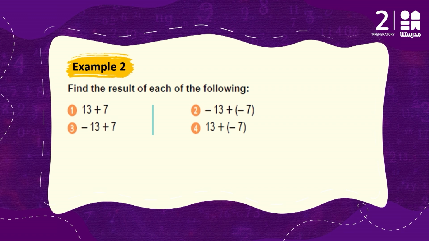Now, what if we need to find the answer of two numbers with different signs? One is negative and one is positive. Or like this one, here you have positive 13 and negative 7. How can you find the answer of these ones?